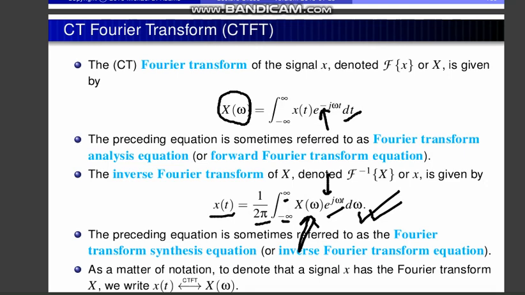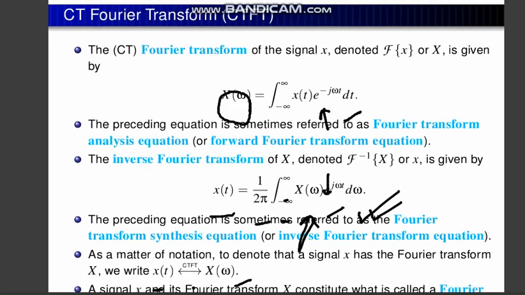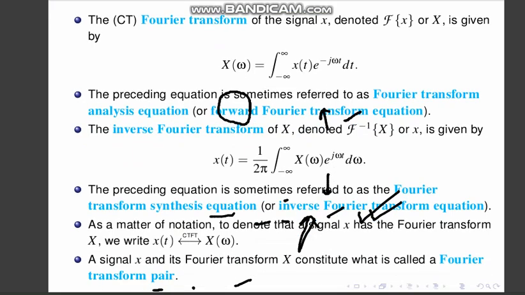As a matter of notation, to denote that a signal x(t) has a Fourier transform X(omega), we write x(t) CTFT X(omega), as I have written before. A signal x and its Fourier transform X constitute what is called a Fourier transform pair. All signals have Fourier transform pairs, and if you memorize and study them on your own, you can usually find the Fourier transform of a signal.